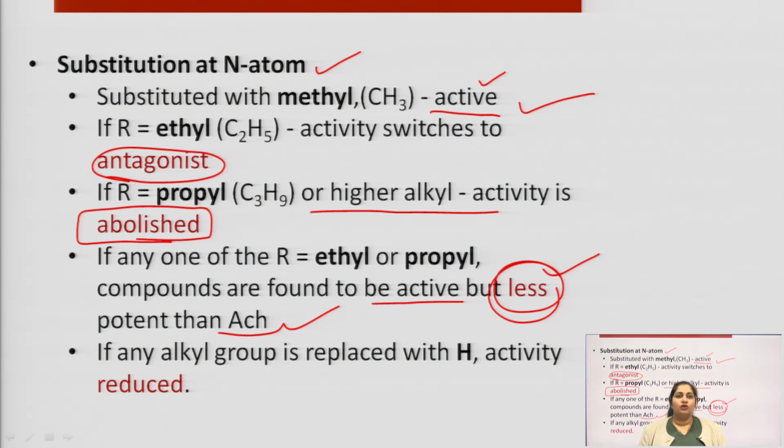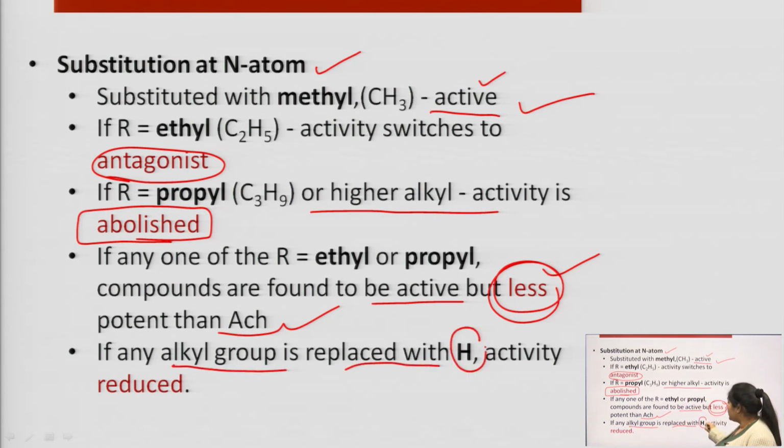If any of the R is either ethyl or propyl, the compounds are found to be active, but will be less potent as compared to acetylcholine. As we have seen, if there is a smaller number of carbon atoms, activity is higher. If an alkyl group is replaced with a hydrogen atom, again the activity is reduced. So when we talk about the substitution at the nitrogen atom, there are several options. We have already said the quaternary nitrogen atom is required.